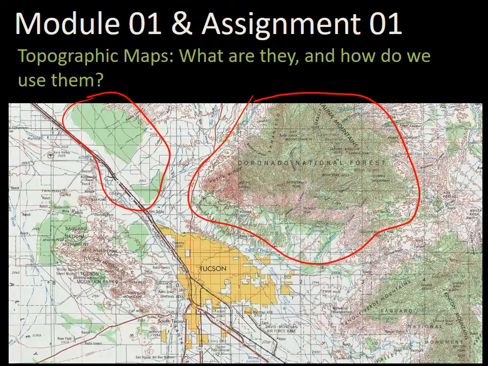And so we're going to discuss what these lines mean, how these maps are created, and how we can quickly look at them and use them to understand the three-dimensional nature, the three-dimensional shape of the landscape. So first of all, let's start with just how are these lines created? How is a topographic map created?